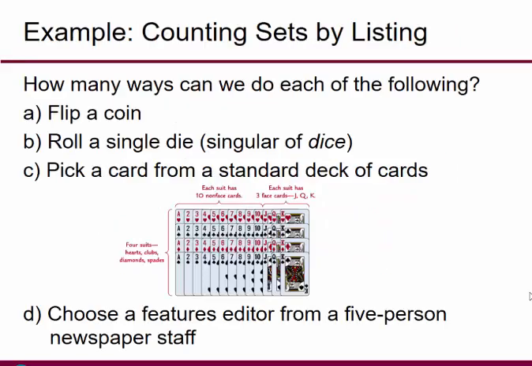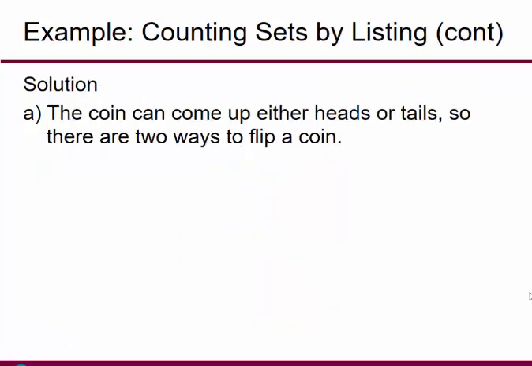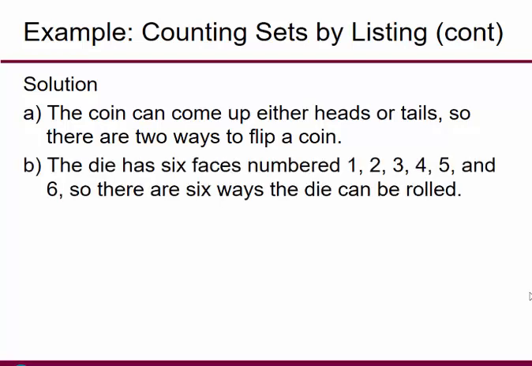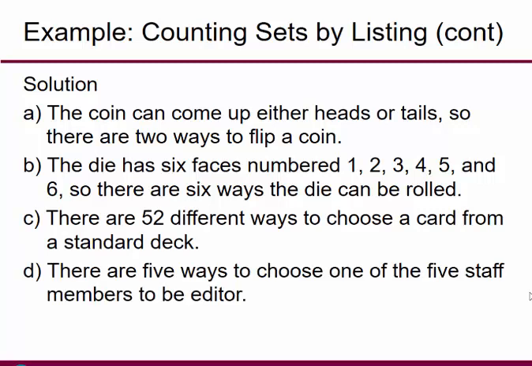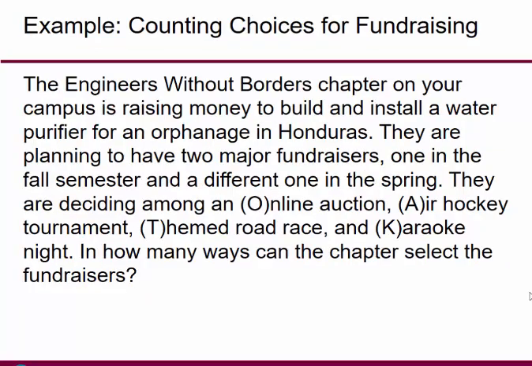And so here we have some examples. How many ways can we do each of the following? Flip a coin, roll a single die, pick a card from a standard deck of cards, and choose a features editor from a 5-person newspaper staff. A coin can come up either heads or tails, so there are 2 ways to flip a coin. The die has 6 faces, numbers 1 through 6, so there are 6 ways the die can be rolled. There are 52 different ways to choose a card from a standard deck, and there are 5 ways to choose one of the 5 staff members to be editor.